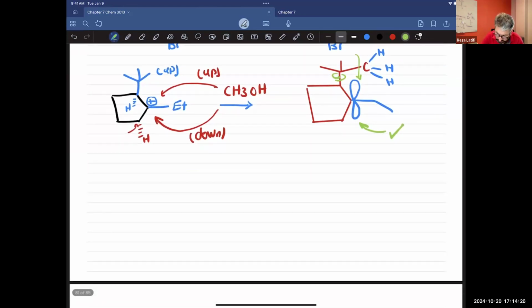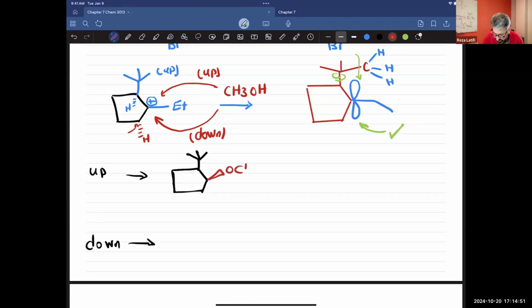I get 2 products. If I reach it from up or here down, when we reach it from up, this is going to be the product that we will get. We will have the tertiary butyl group up, and then the nucleophile will be added from the top. So let's say we get this OCH3. Okay, the tertiary butyl group is also up. That means hydrogen is down. What will happen to the ethyl? The ethyl will go down.